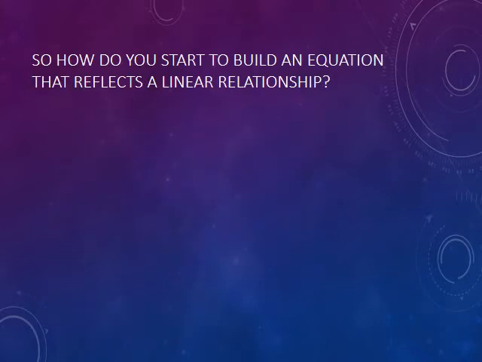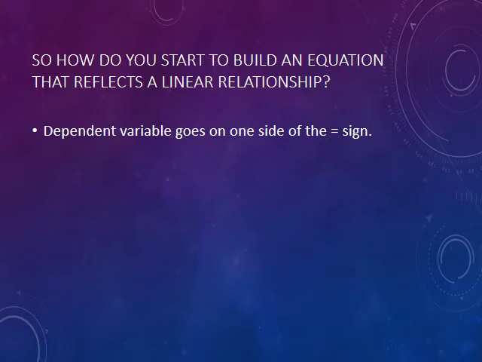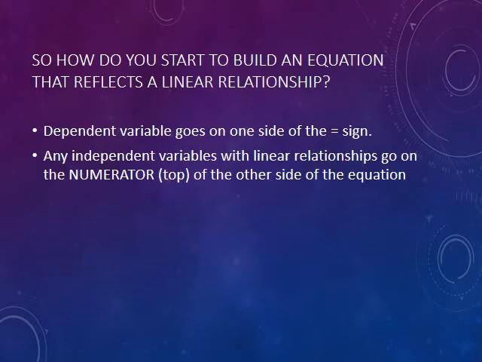So how do you start to build this equation that reflects this linear relationship between niceness and candy? Well, the dependent variable goes on one side of the equal sign. And then any independent variables that you found that have a linear relationship, like the candy, are going to go on the top of the other side of the equation. We don't have a denominator right now, but that means that your equation right now with that single relationship looks like this: N on the left and a C on the right. There's a little asterisk there because we may be adding some more things on the right side of the equation. If we figure out there's other variables that are going to impact teacher niceness, we got to add them to that right side of the equation until the equation's complete.